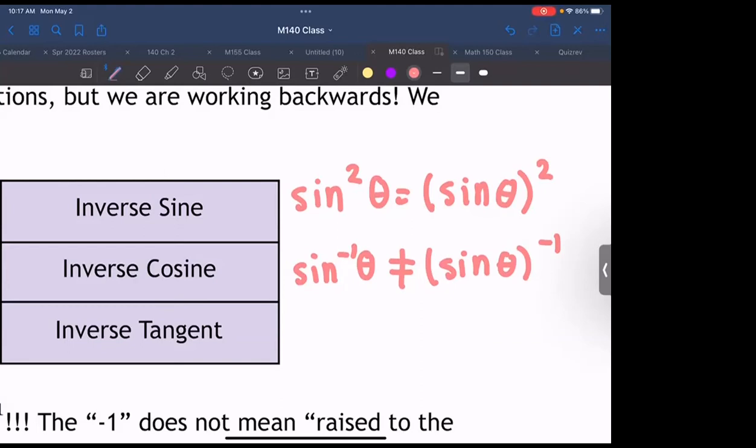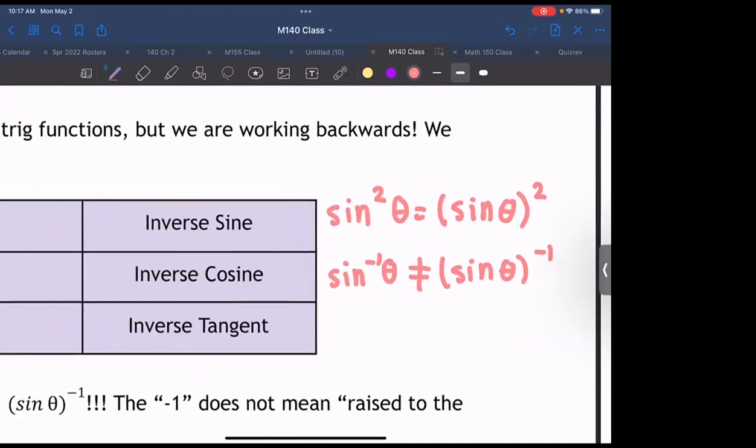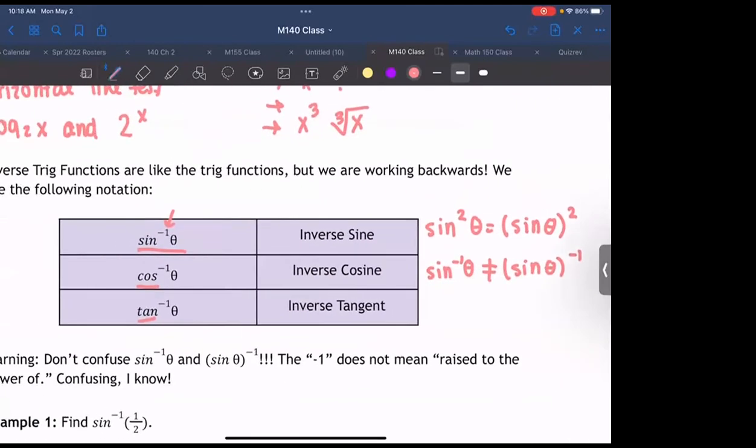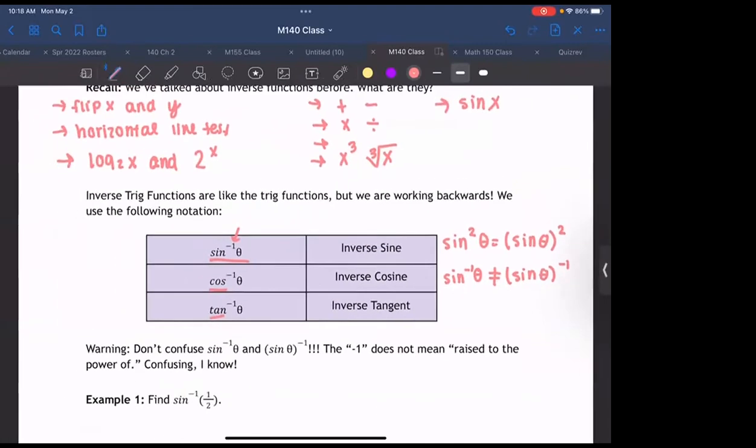All this is saying is sine inverse of theta. So this is an inverse notation, okay? I know it sounds a little crazy, but this is what we mean when we say sine inverse. Any questions so far? So when you read this, don't read it as sine raised to the -1. It's just sine inverse.